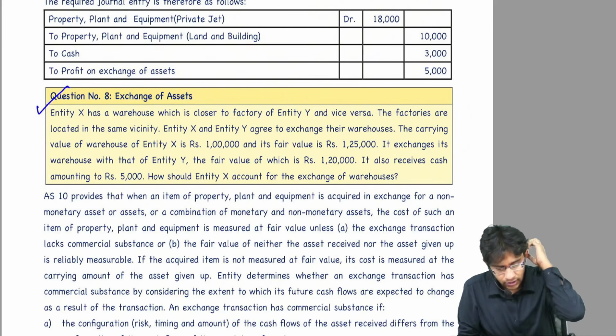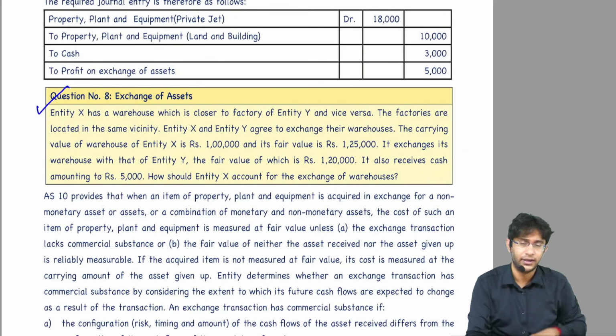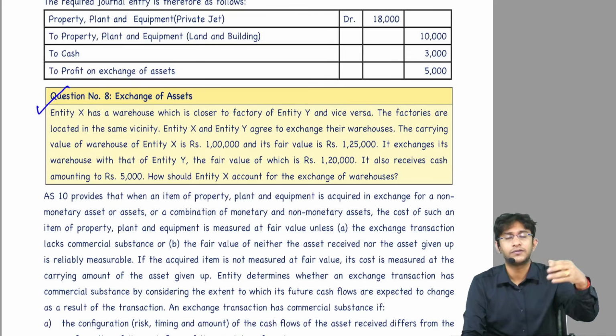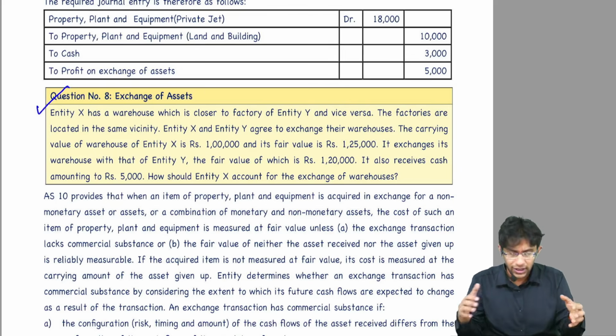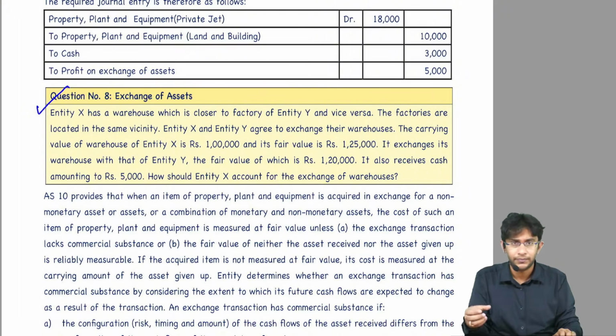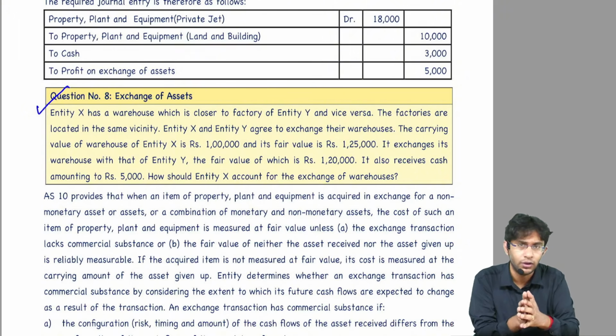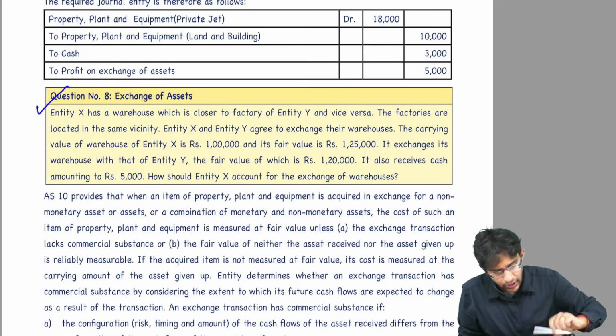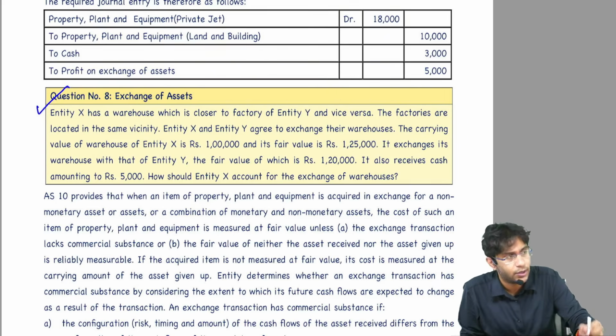The factories are located in the same vicinity. That means it's not like my factory is in one city and that fellow's factory is in another city. No. We both are in the same area only, but my factory is closer to their godown and their factory is closer to my godown. And now entity X and Y agree to exchange their warehouses.